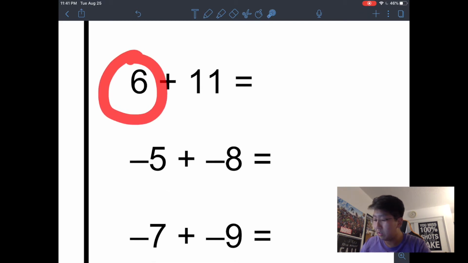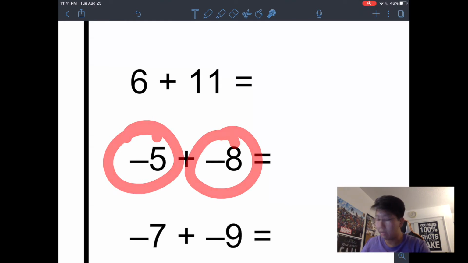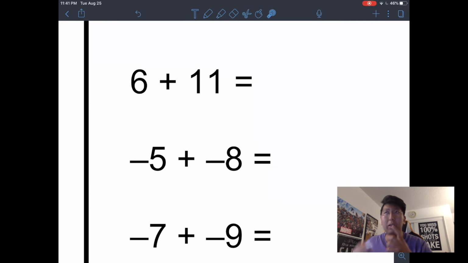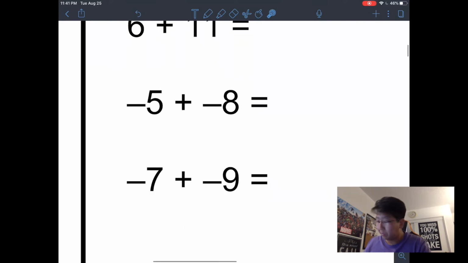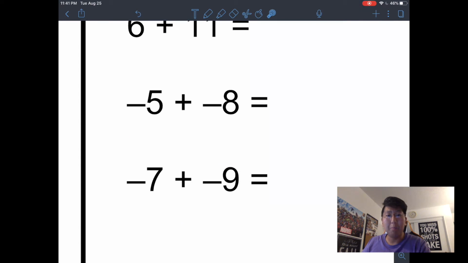Look at 6 and 11. Both of the signs are the same. 6 is positive, 11 is positive, so when the signs are the same, this is what we're talking about here. Or take a look right here. Negative 5 and negative 8. Both of them are negative. The signs are the same. And here, negative 7 and negative 9, the signs are the same. They're both negative. So we are going to talk about a rule that exists when the signs are the same.